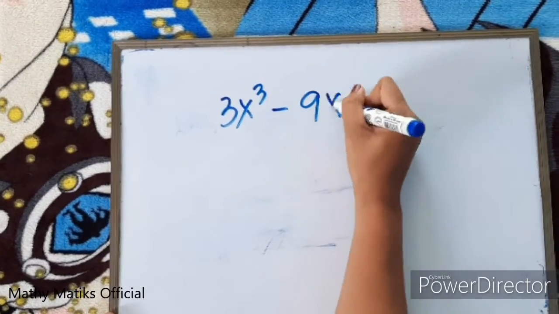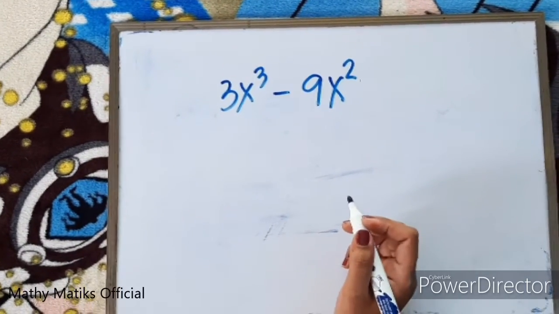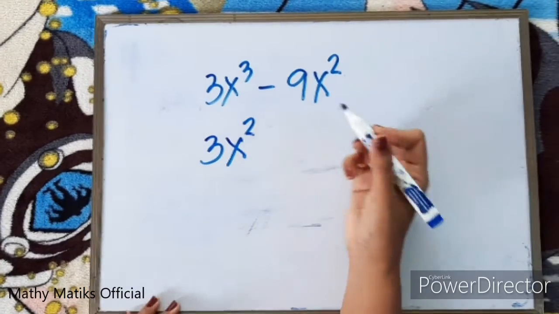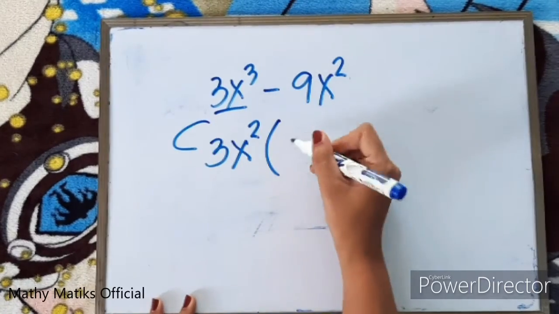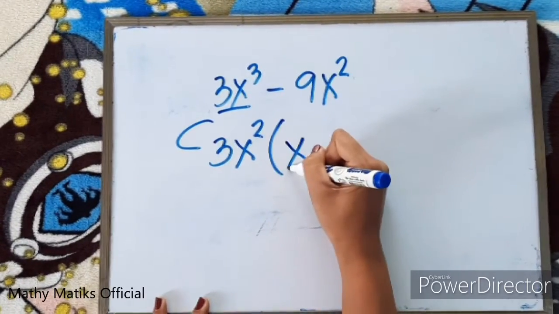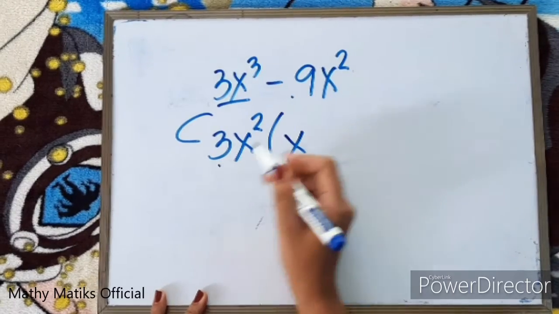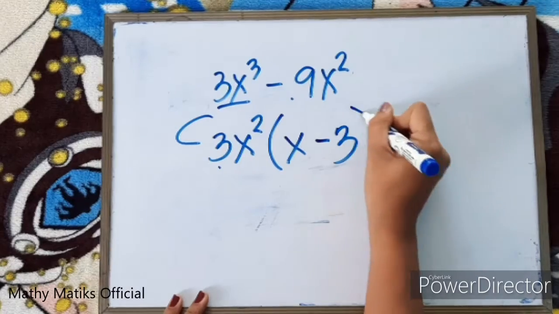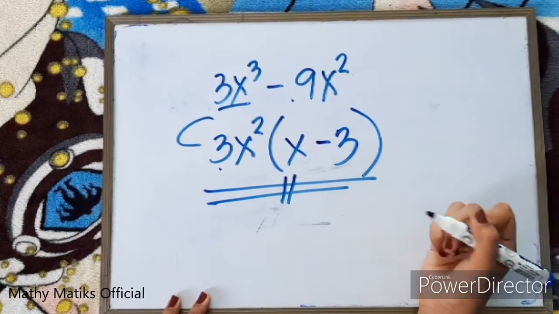Next, let's have 3x cubed minus 9x squared. In this case, our GCF is 3x squared. Then divide: 3x cubed divided by 3x squared is x. And then negative 9x squared divided by 3x squared is negative 3. So our factored form is 3x squared times the quantity x minus 3.